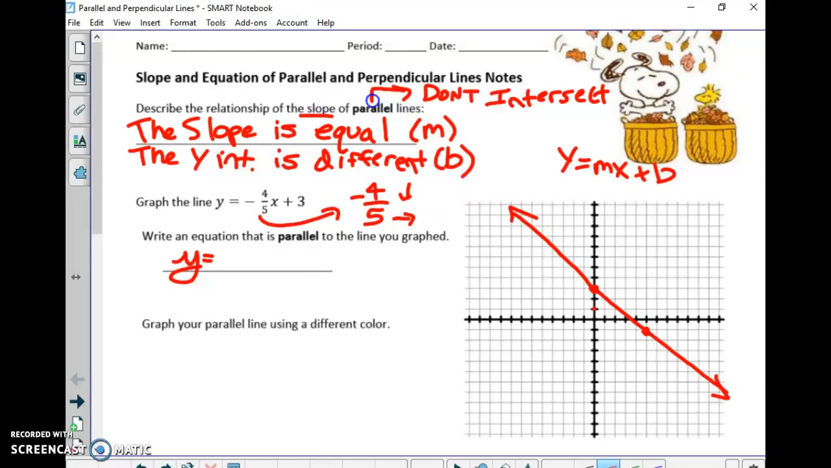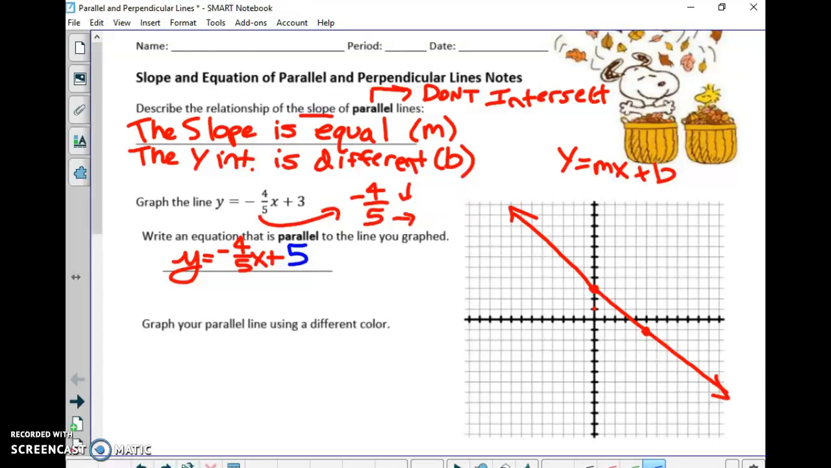So the m stays the same, so I'm going to put what? Negative 4 over 5 x plus, and now I need to pick a different y-intercept. Someone throw out a number. We'll go with 5. Yeah, 5. Good. That's what I like to hear.